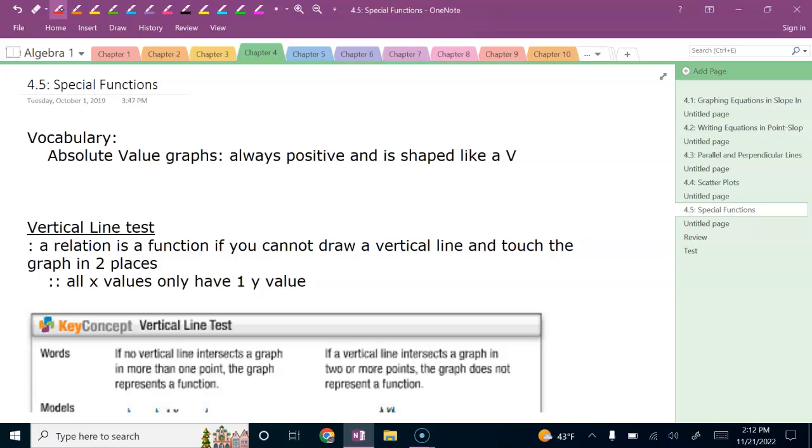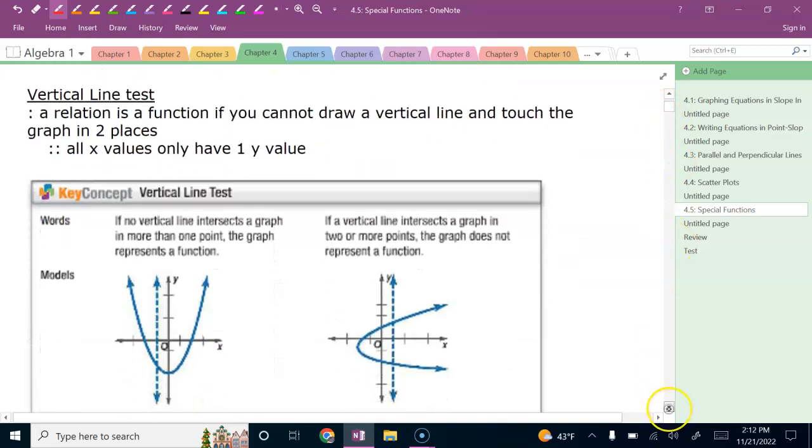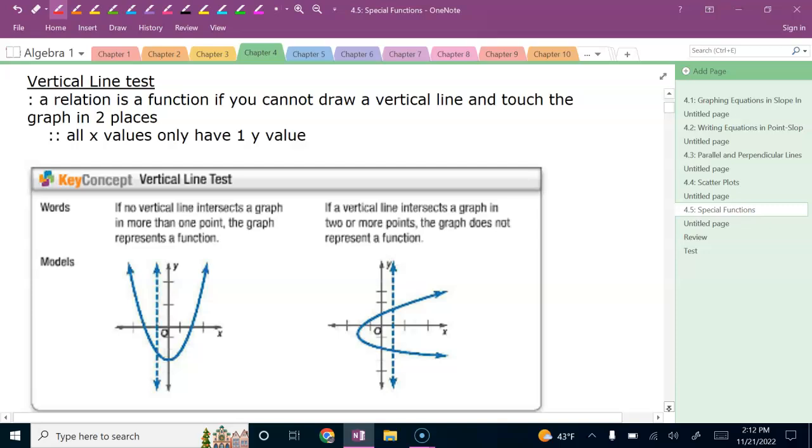In order for us to talk about these special functions, I want to go over what makes a graph a function versus not a function. And we have something called the vertical line test that we can use to show when something is a function or when it's not a function. The vertical line test is when you can draw a straight up and down line, a vertical line, through the graph, and it only hits the graph at one point, that would mean that it's going to be a function.